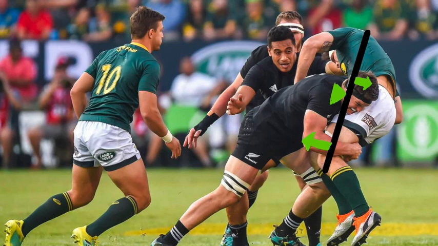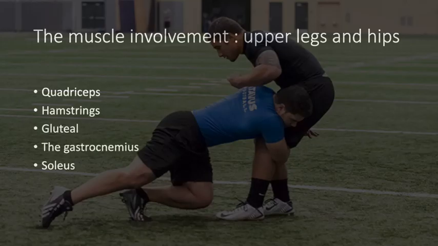Okay, so next we are discussing the muscle movement in this action. The muscle involvement: upper legs and hips, quadriceps, hamstring, gluteal, the gastrocnemius, soleus. I cannot pronounce this word.